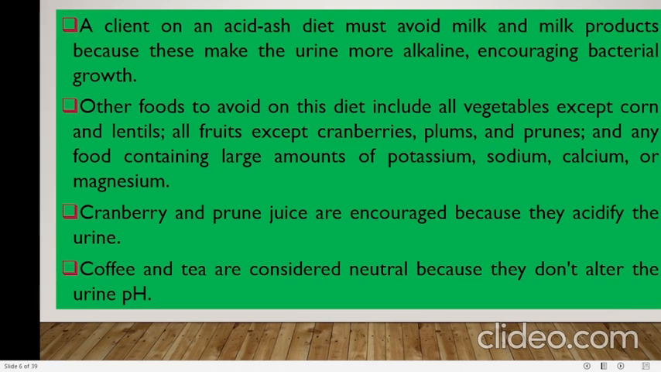Other foods to avoid on this diet include all vegetables except corn and lentils, all fruits except cranberries, plums and prunes, and any food containing large amounts of potassium, sodium, calcium, or magnesium. Cranberry and prune juice are encouraged because they acidify the urine. Just as we had indicated, coffee and tea are considered neutral because they don't alter the urine pH.